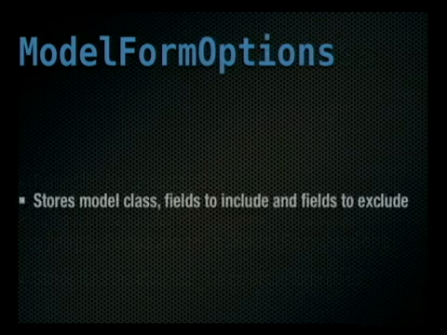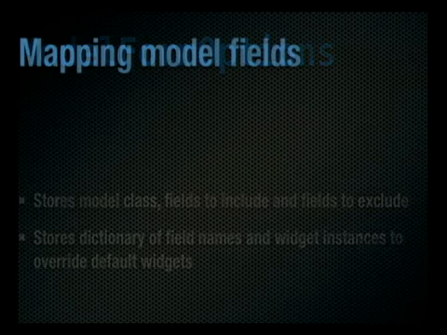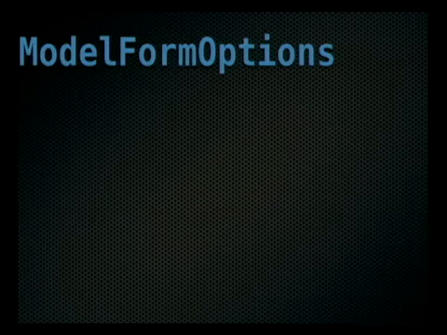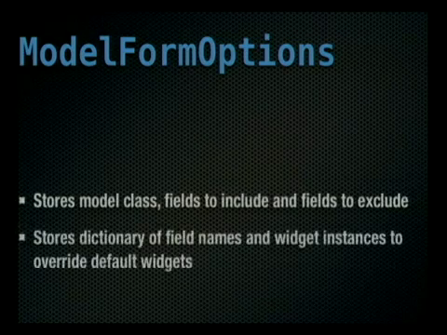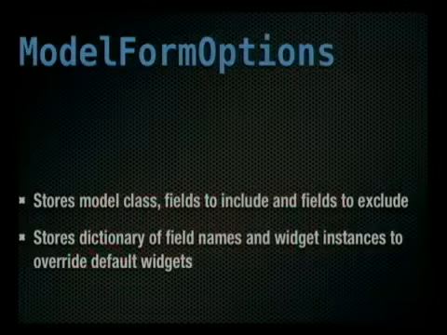ModelFormOptions stores the model class, the fields to include, the fields to exclude. Also stores a dictionary of field names and widget instances to override the default widgets. Has everybody actually seen this feature? This was new a couple versions back. It's really, really handy. If you go look at the model form documentation, there's a bunch of ways you can override things in the definition of the model form. This is where they all end up getting stored.